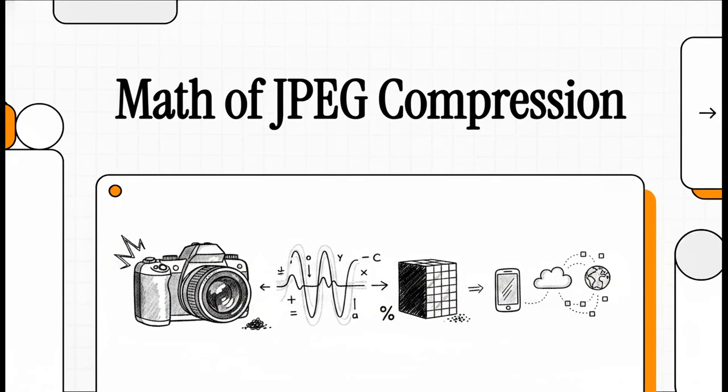Have you ever taken a massive, incredibly detailed photo on a pro camera and wondered how it somehow magically turns into a tiny file that zips to your smartphone in a literal fraction of a second? And the crazy part, it stays looking practically identical even after we've tossed out a massive amount of its data. Honestly, it feels like pure magic, but you know what? It's not. It's just brilliant, unseen mathematics working behind the scenes.